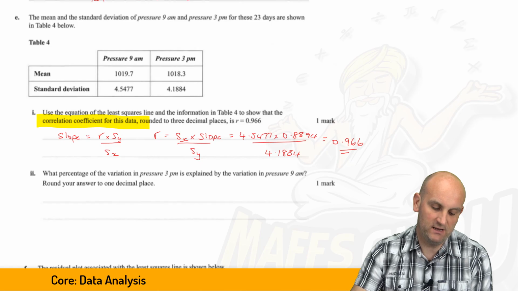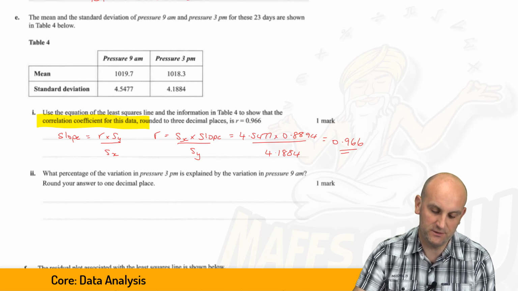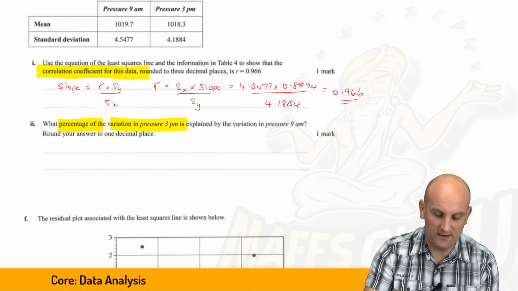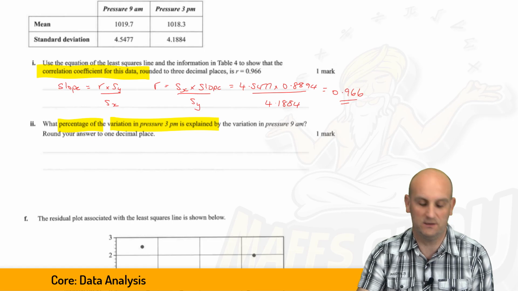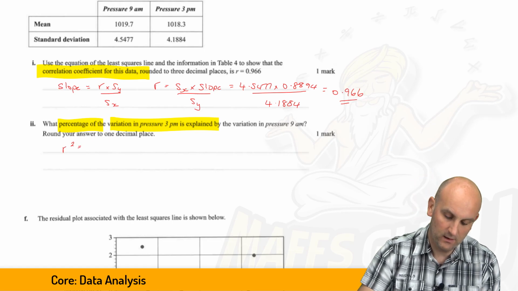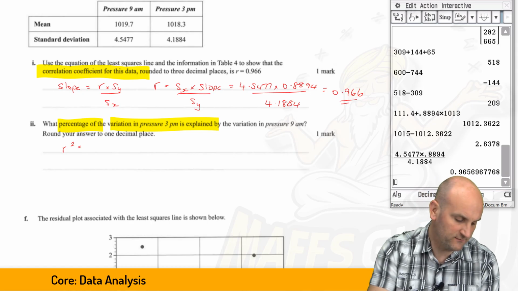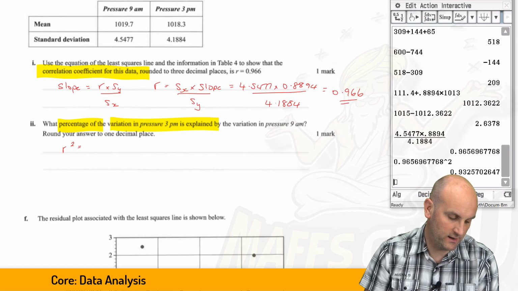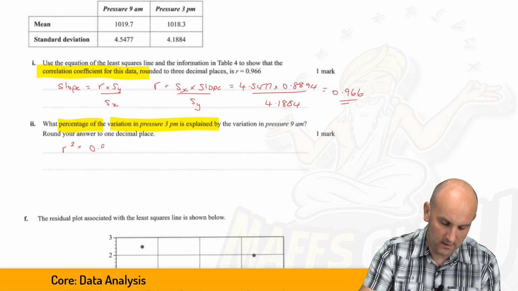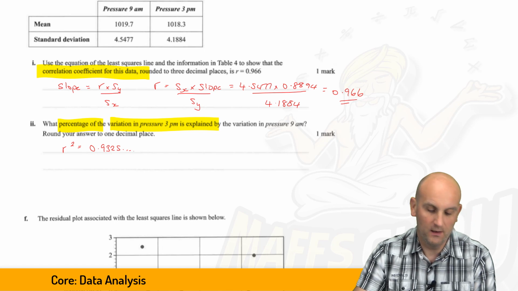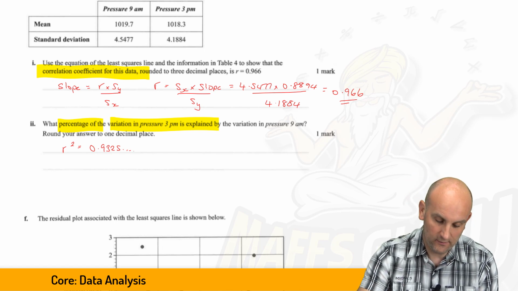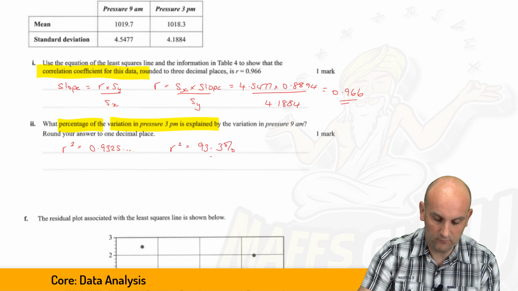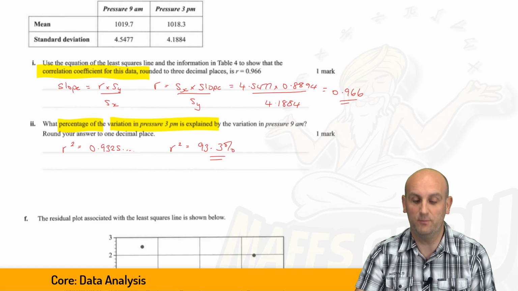What percentage of the variation in pressure is explained by the variation in pressure at 9 AM, around your answer to 1 decimal place? Well, the first thing it says is what percentage, and the minute I see this variation, I know it's looking for the value of r squared. So taking my calculator, I had the value of r. What I'm now going to do is square it, and that gives me 0.9325. But because the question wanted a percentage, I now know that r squared would be equal to 93.3%, reminding that that's going to be rounded to 1 decimal place.